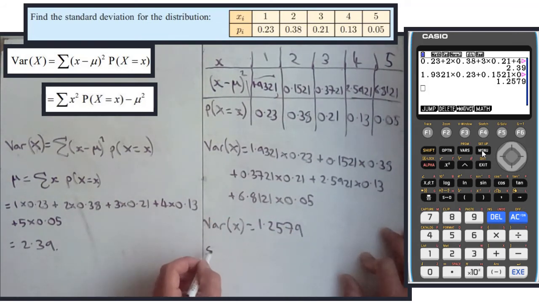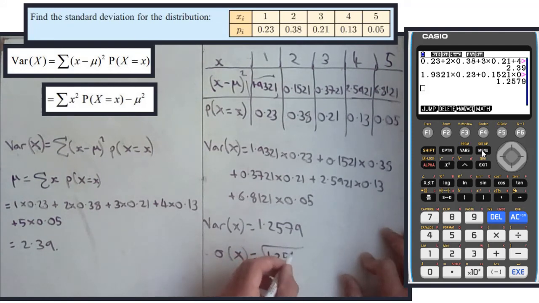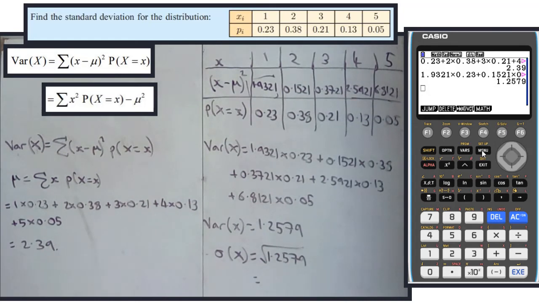So the standard deviation, or sigma x, must equal the square root of 1.2579. So if we just go to our calculator, square root of the last answer, that gives us 1.12. And we don't know the units, we don't know what the data is about, so we'll just say that's to 3 sig figs.